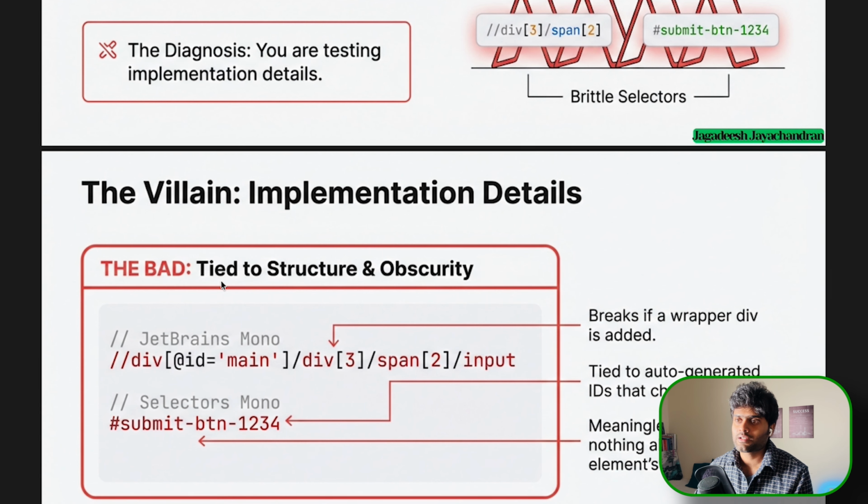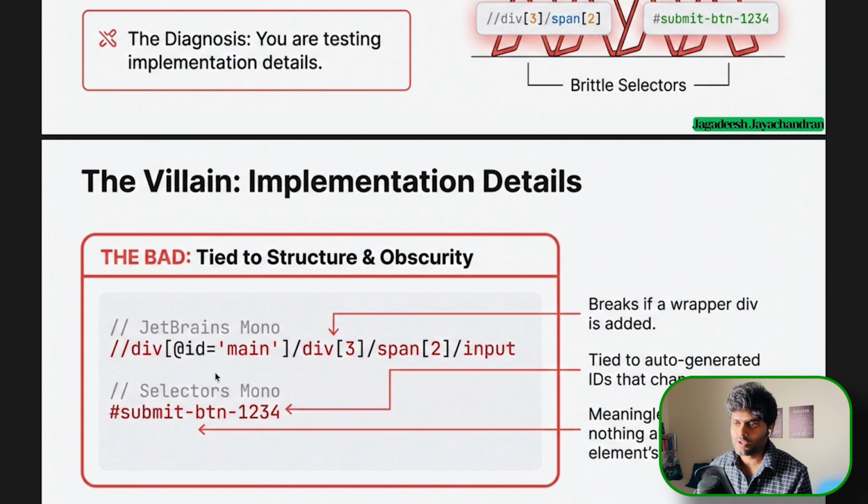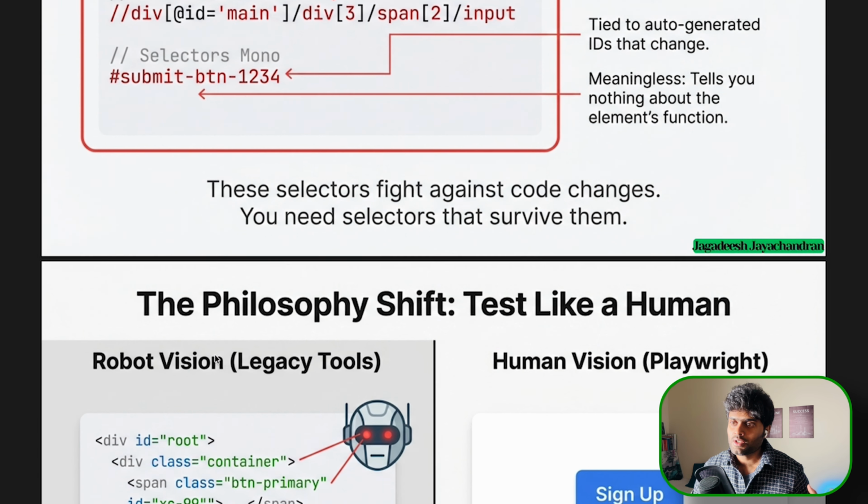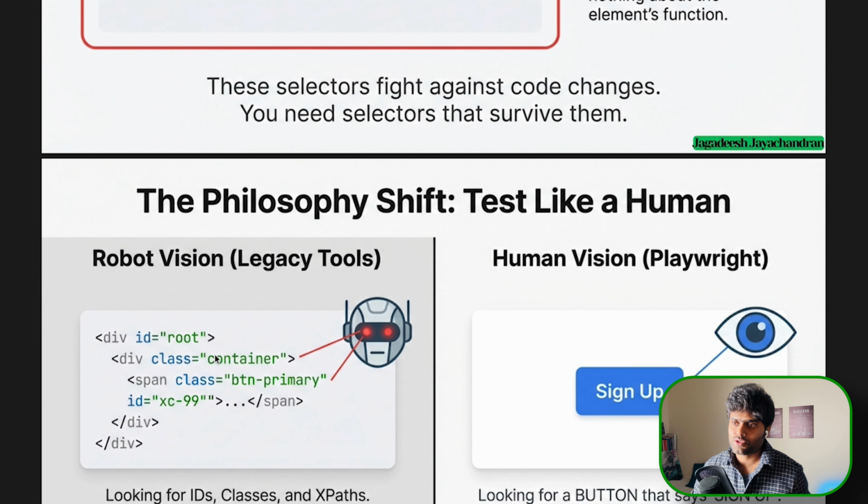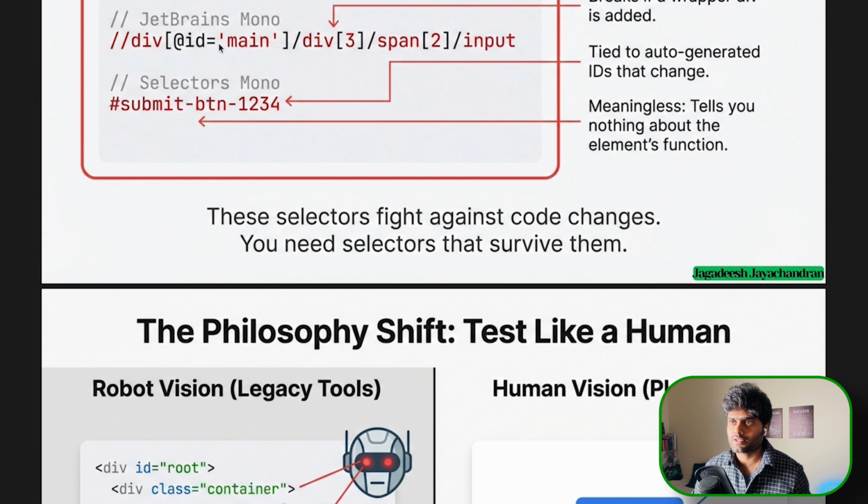The bad villain here is this. What if the order changes tomorrow? What if it gets shuffled? That's why we've been doing a lot of maintenance work. The robot vision, the legacy tool, is this: it will look for the IDs, classes, and values that you add in the locator, like the ID main. So here the ID is root.